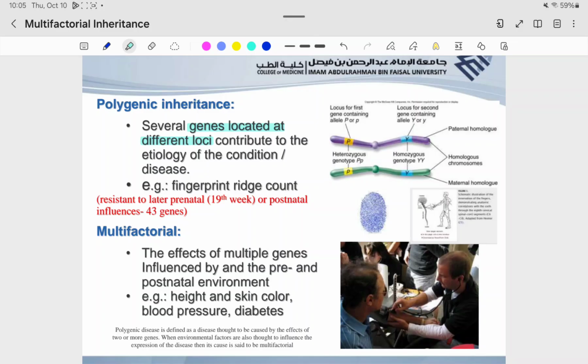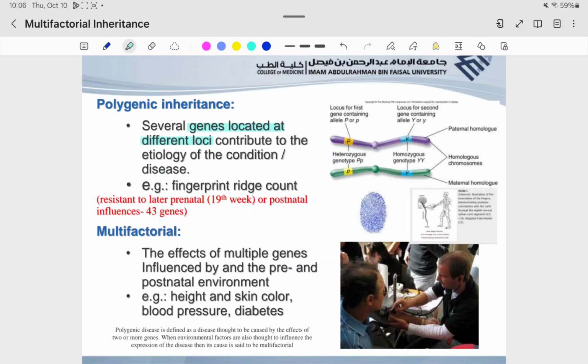There's something else called multifactorial. All multifactorial traits or diseases are polygenic, with an additive factor influencing them. In this case, it is the environment. So this trait or disease or condition is brought about by multiple genes plus environmental factors. We call them multifactorial.